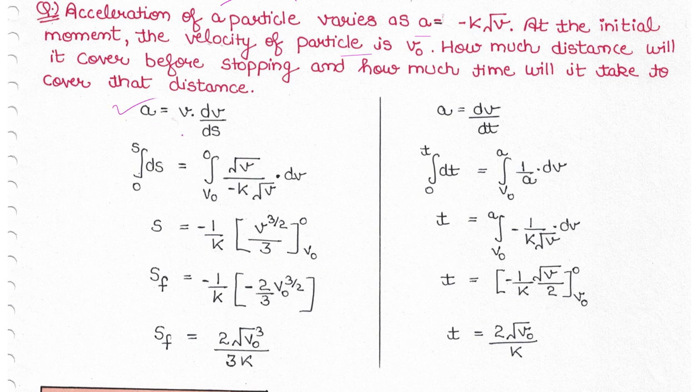So we can write a is equal to this, and we can also write integral 0 to s of ds is equal to integral v0 to 0 of root v by minus k root v into v. So then we can find sf is equal to this, and here a is equal to dv/dt, or integral 0 to t of dt is equal to integral v0 to 0 of 1 by a dv, and then we can find t is equal to 2 root v0 by k.